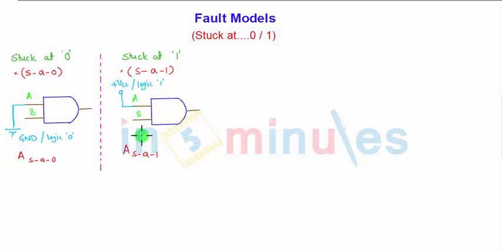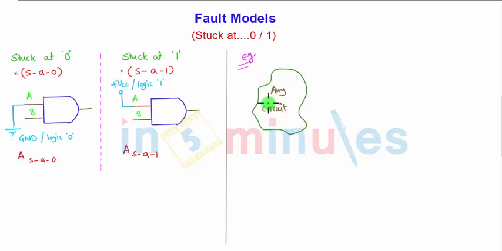Let us observe a more elaborate diagram for stuck-at-0 and stuck-at-1. For example, I am taking one circuit here. Let us say there is any digital circuit present over here, to which the final output is an OR gate. The OR gate is the final output. The final output might be 0 or 1, it cannot take any value other than 0 and 1.